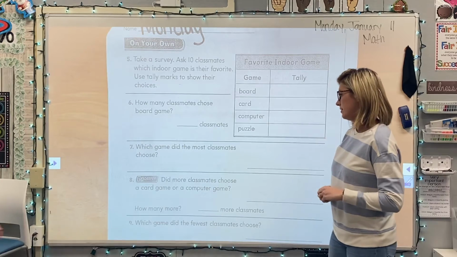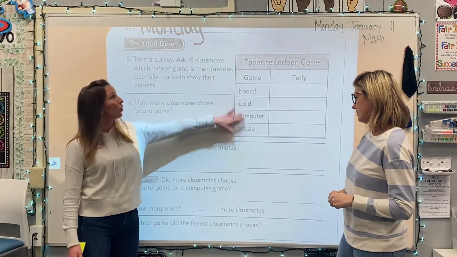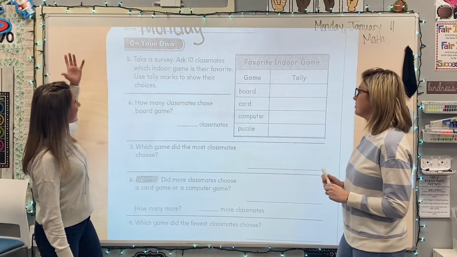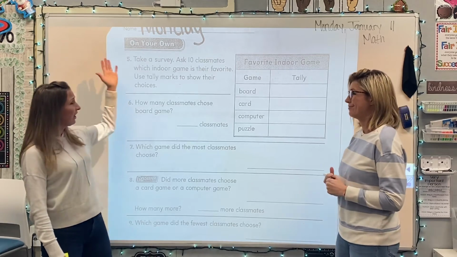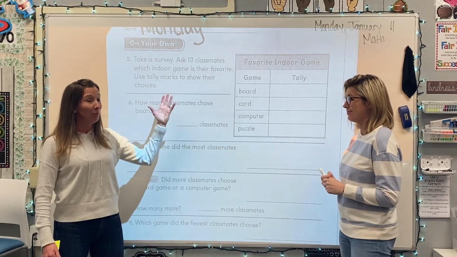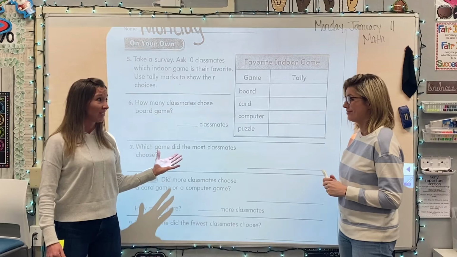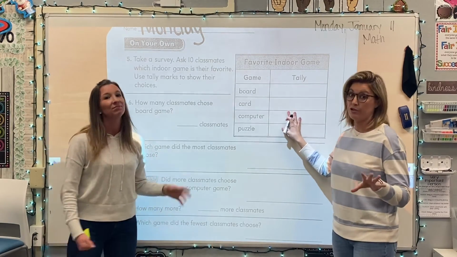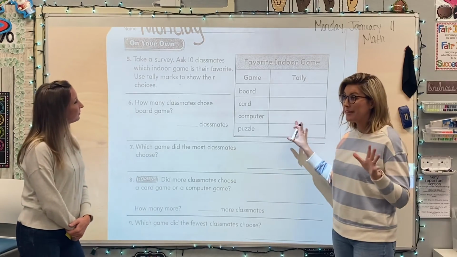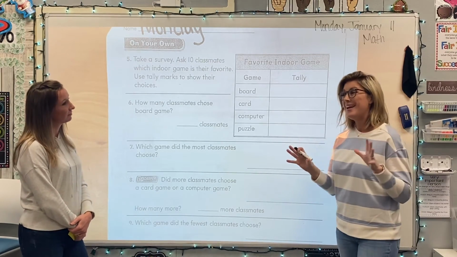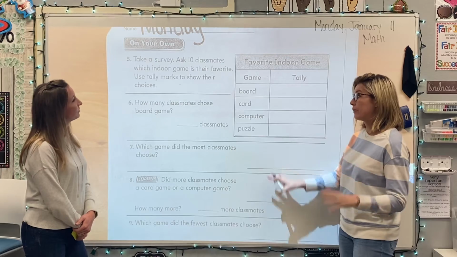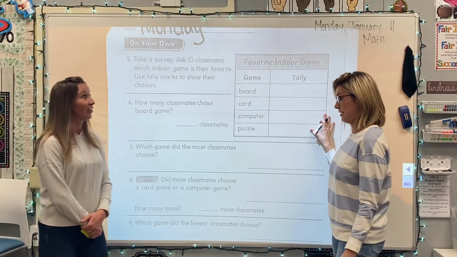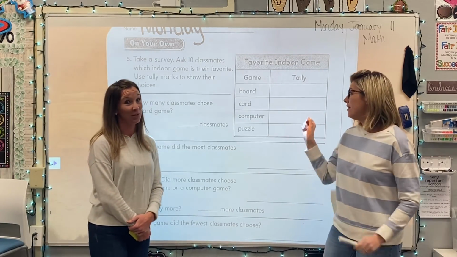All right. On the back, it says favorite indoor game, and it asks you to ask 10 of your classmates what their favorite game is. But the last time I checked, they're at home. So what could we do? We're going to do the survey portion for you. We're going to write down the tally marks. You guys are going to help us with that. And then you're going to answer these questions on your own. And we're going to remember that there's only 10 students.